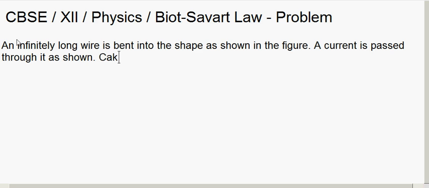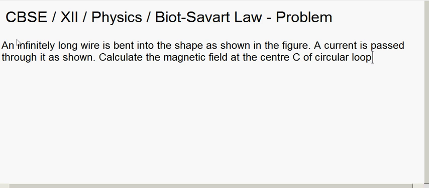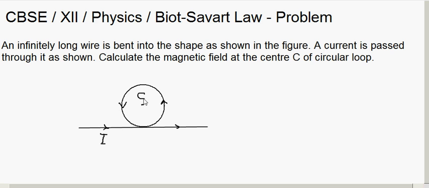Calculate the magnetic field at the center C of the circular loop. First take down the figure. This is the given figure. And the radius is also given, r.